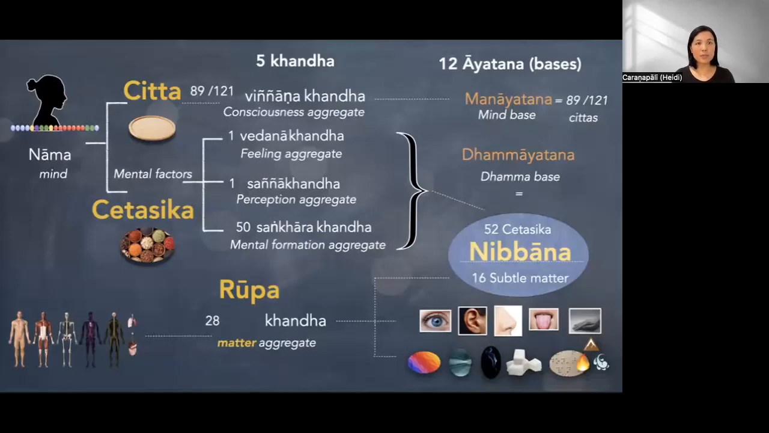In that case, the Buddha explained chitta, cetasika, rupa, three things. Then some people, who are more intellectual maybe, needed to understand in more detail. So the Buddha explained the five khandas. Now the same things are divided into five: vinnana, vedana, sanna, sankhara, and rupa. Then some people needed a little bit more explanation again, so the Buddha explained the 12 ayatanas.